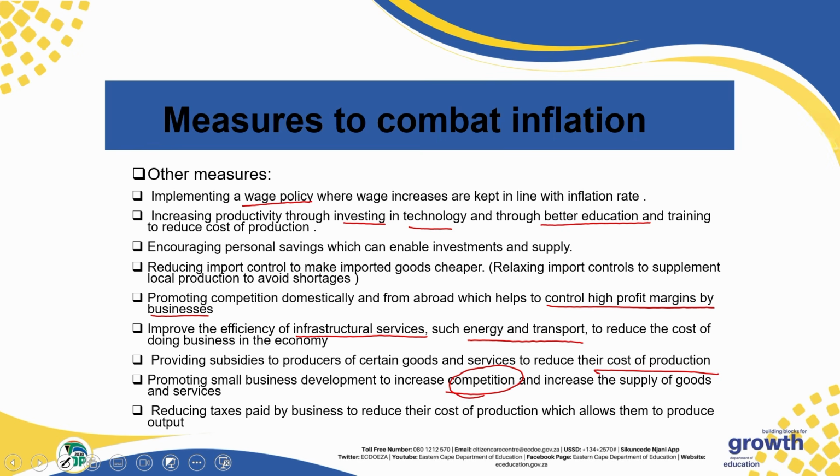An increase in competition will lead to an increase in the supply of goods and services, as there are more businesses. The government can reduce taxes that are paid by businesses in order to reduce the overall cost of production, which will allow the businesses to produce more output.